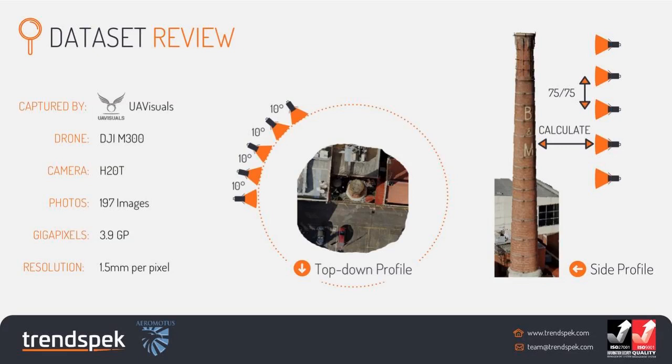So the way it's captured, again, we have good overlap. Circling a tower, if you're doing orbit flights, we recommend having a photo at least every 10 degrees as you go around. If you're doing vertical flights, you want enough overlap, around 75%. And the distance you're flying away from the tower will determine your resolution within the model.